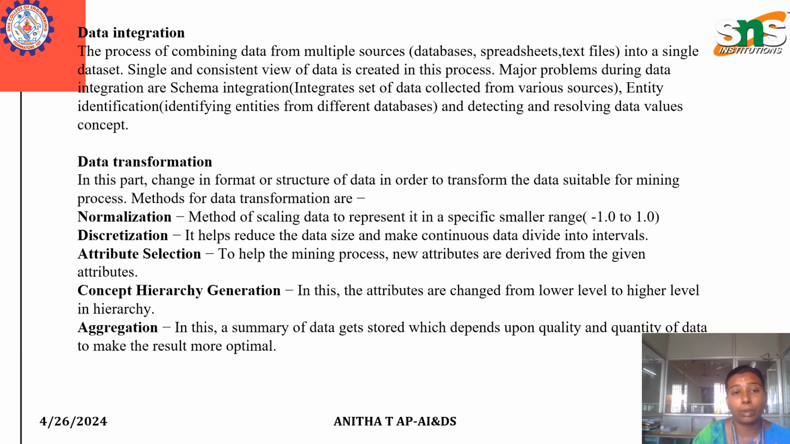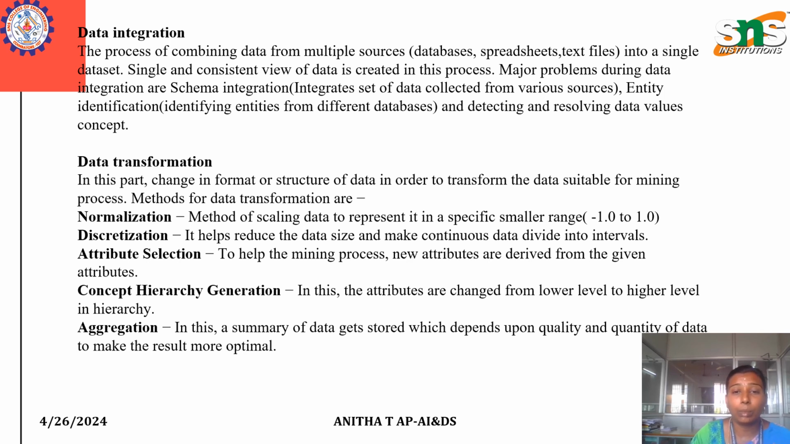Next, coming to data transformation. In this part, the format or structure of data is changed in order to make the data suitable for mining. The methods or transformations are normalization, discretization, attribute selection, concept hierarchy generation, and aggregation. Then coming to normalization, a method of scaling data to represent it in a specific smaller range, that is minus 1.0 to 1.0. Discretization reduces data size and makes continuous data divided into intervals.